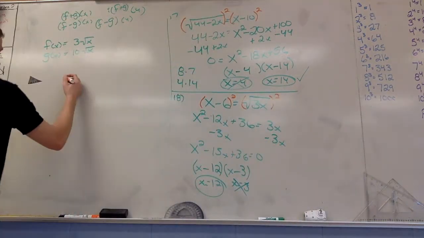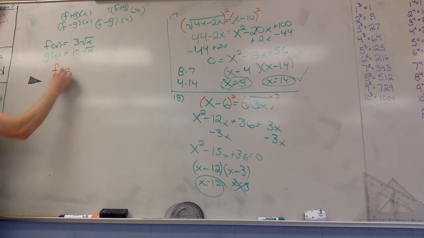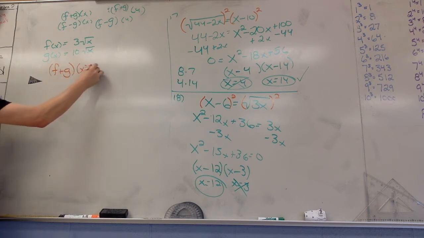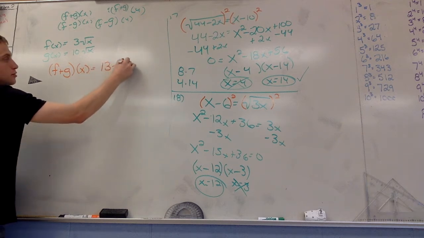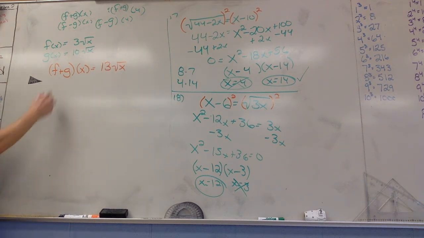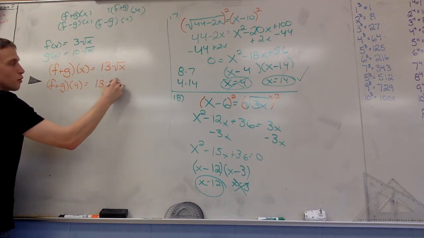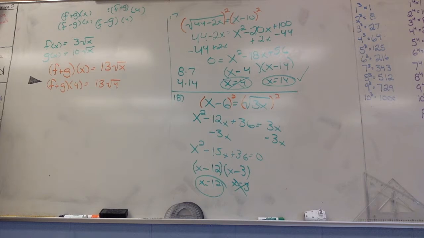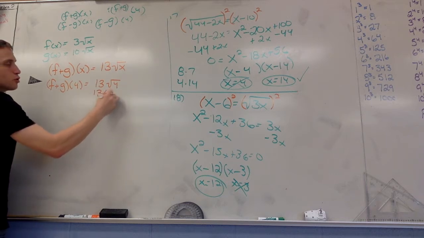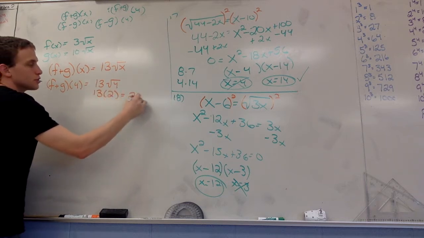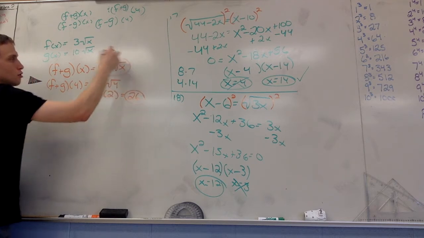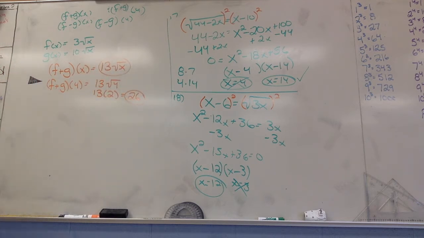So when I add them, my f plus g of x is just these two added together, which gives me what? 13 root x. And the f plus g of 4 means I'm going to plug in what value for x? 4. So this is 13 square root of 4. What's the square root of 4? 2. So this is 13 times 2, which is 26. So those are the first 2 answers to this one.